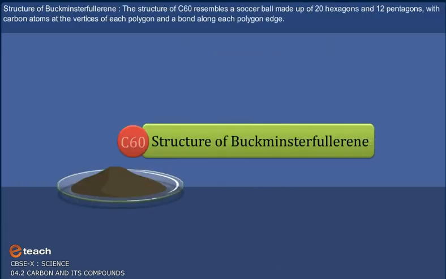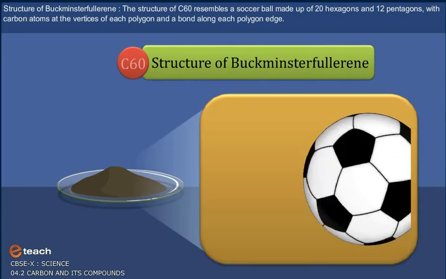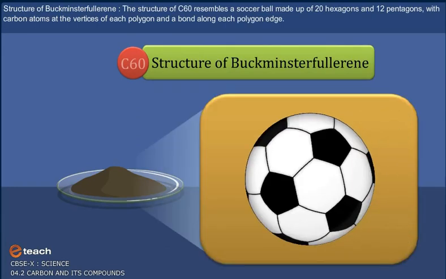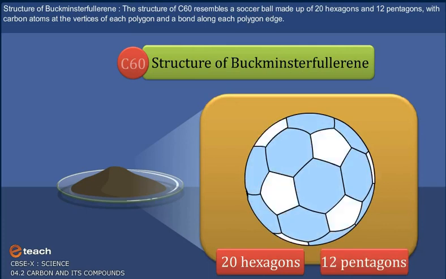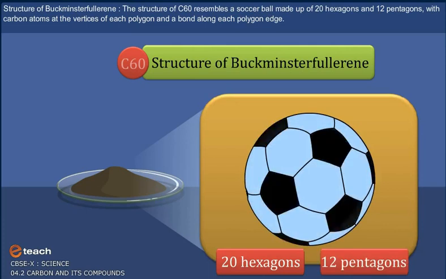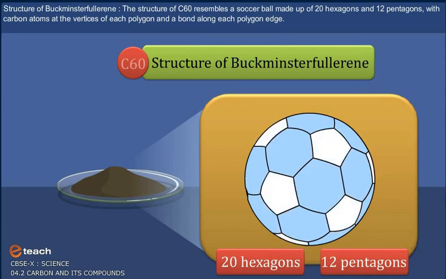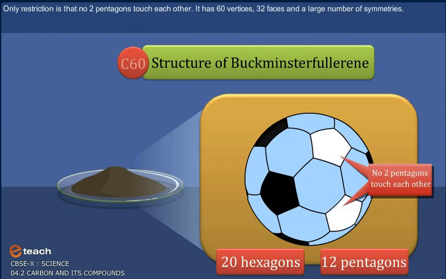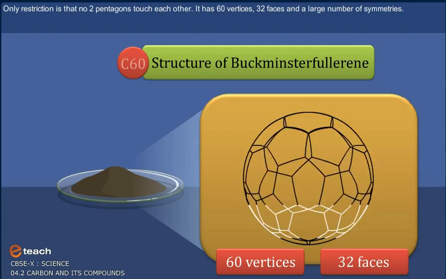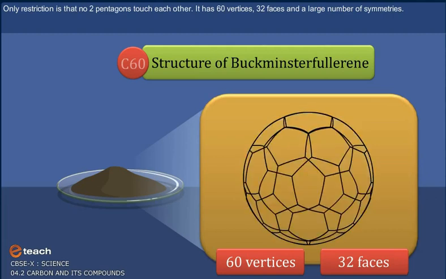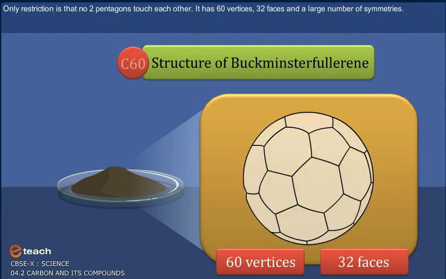Structure of Buckminster fullerene. The structure of C60 resembles a soccer ball of the type made up of 20 hexagons and 12 pentagons, with a carbon atom at the vertices of each polygon and a bond along each polygon edge. The only restriction is that no 2 pentagons touch each other. It has 60 vertices, 32 faces, and a large number of symmetries.